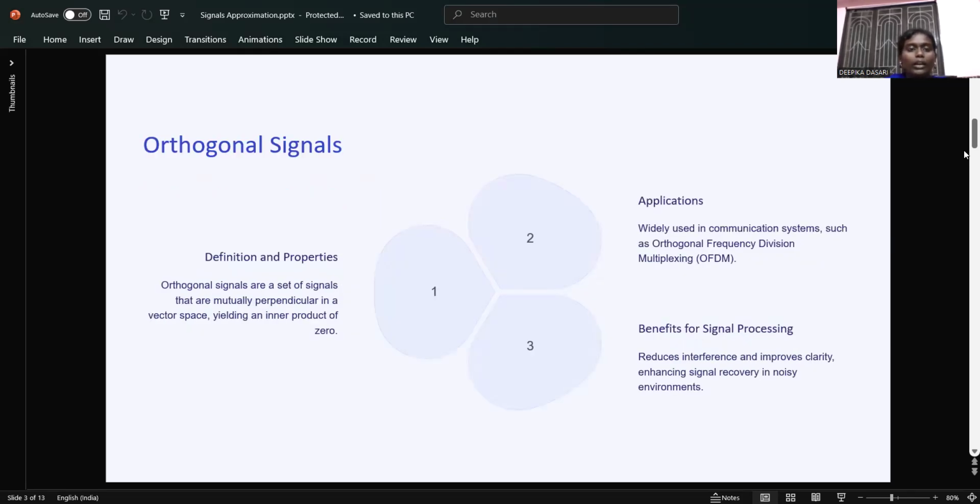Orthogonal signals. Here are the basic definition and properties: orthogonal signals are a set of signals that are mutually perpendicular in a vector space, yielding an inner product of zero. Orthogonal signals are widely used in communication systems such as orthogonal frequency division multiplexing. The benefits in signal processing are that it reduces interference and improves clarity, enhancing signal recovery in noisy environments.